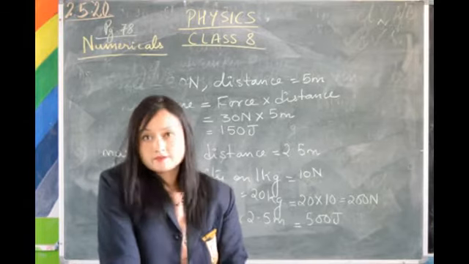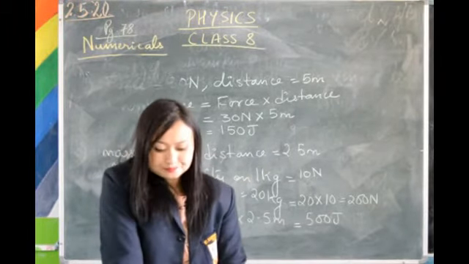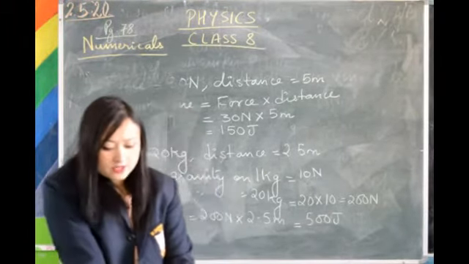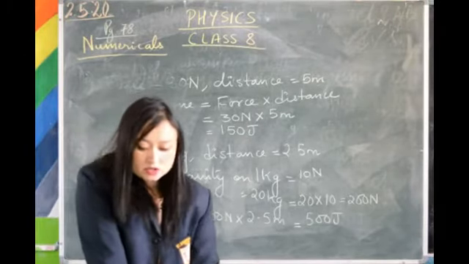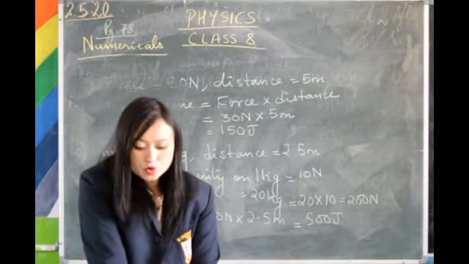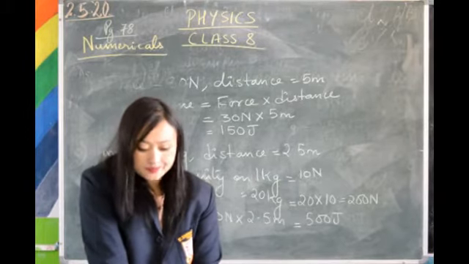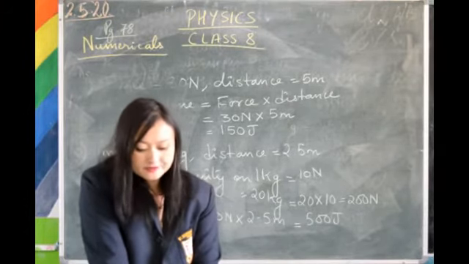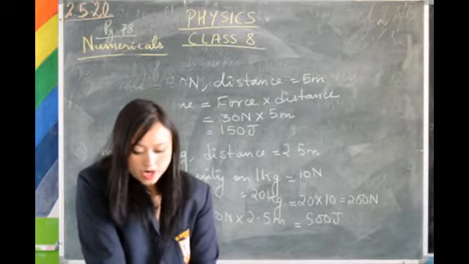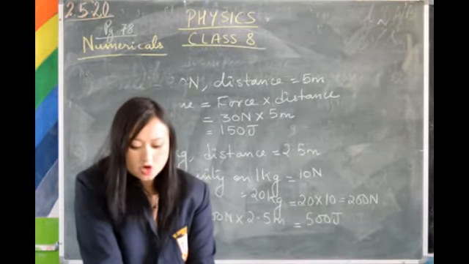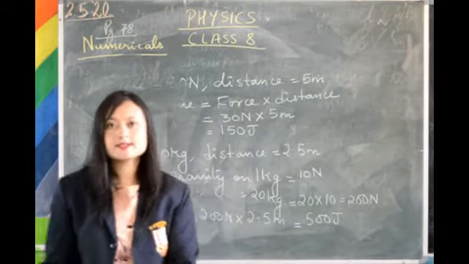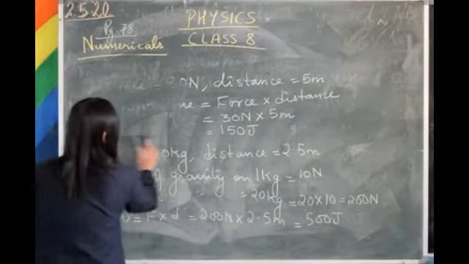So number 5. I'll be doing number 5. The question says, find the gravitational potential energy of a 2.5 kg mass kept at a height of 15 meter above the ground. The force of gravity on mass 1 kg is 10 Newton.